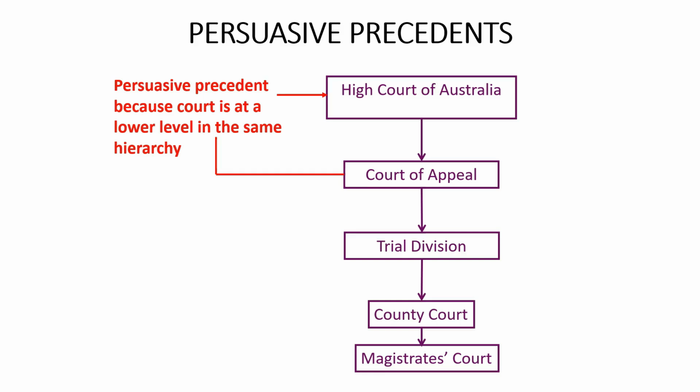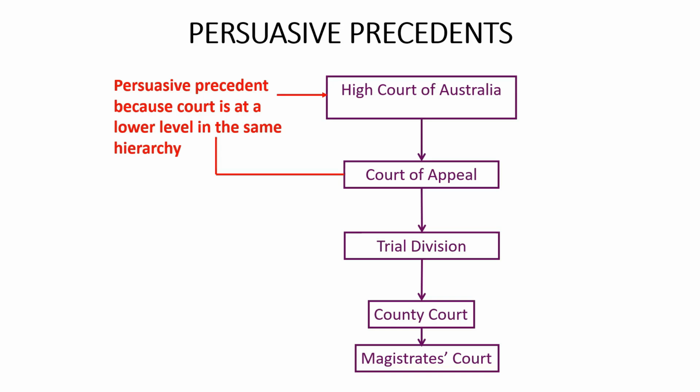This is because the High Court is higher up in the Victorian court hierarchy than the Court of Appeal. And so a precedent established by the Court of Appeal cannot be binding on the High Court. It can only be a persuasive precedent for the High Court. In such a case, the High Court can choose to adopt or follow that precedent, but it doesn't have to do so. This is very different from a binding precedent.